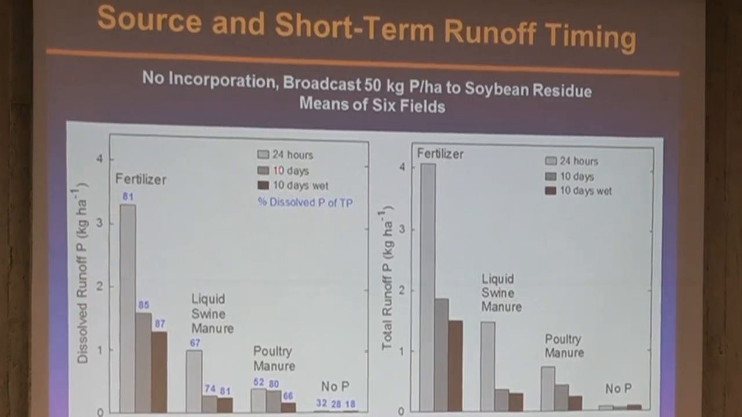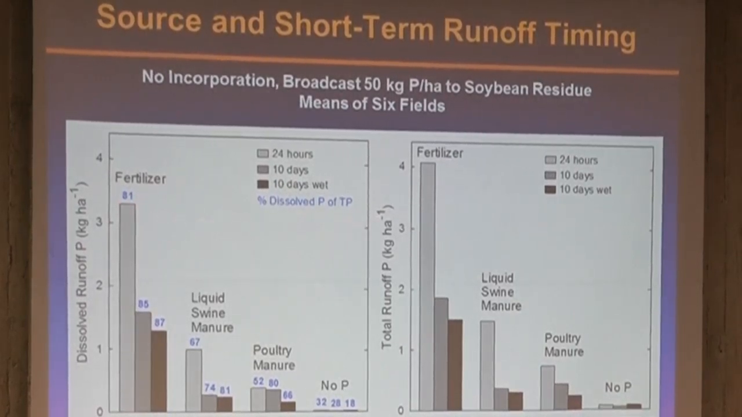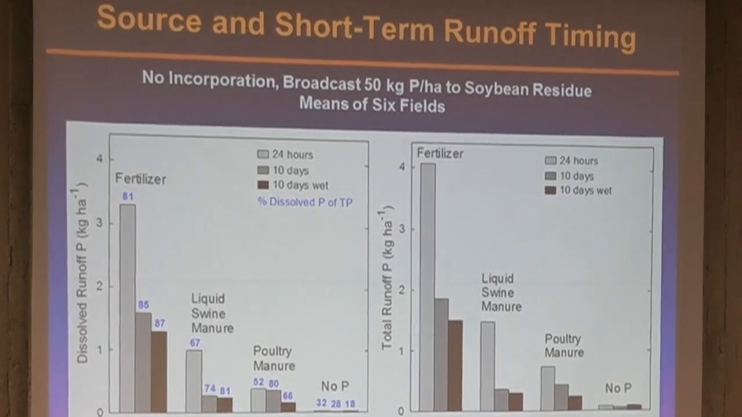So here we have the soluble phosphorus on the left, and here we have total phosphorus loss on the right. There are a few things that we found here. First of all, look at the fertilizer. As we showed before, a very high proportion of the runoff is the soluble phosphorus, okay? Because the scales are the same in both. In swine manure, it's about the same when we rain within the 24 hours. Again, as we saw before, much less losses for the manures. Swine manure, again, kind of intermediate, but closer to the poultry manure than to fertilizer. And then if we look here at the percent of the dissolved P of the total P, it's not really much different, it's not consistent.